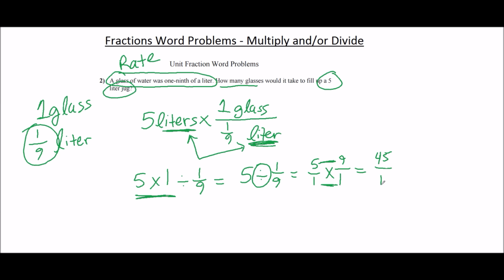Cannot be reduced, that's our answer, but probably a better way to say that is 45 over 1 is just 45, 45 divided by 1 is 45, and that is the question again, how many glasses? So this is 45 glasses.